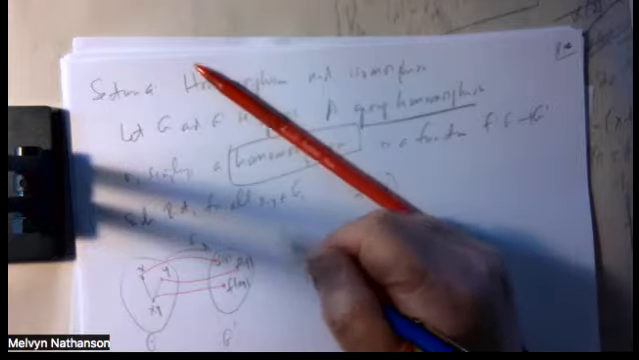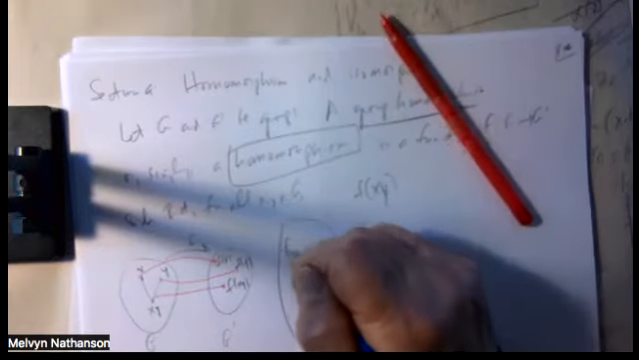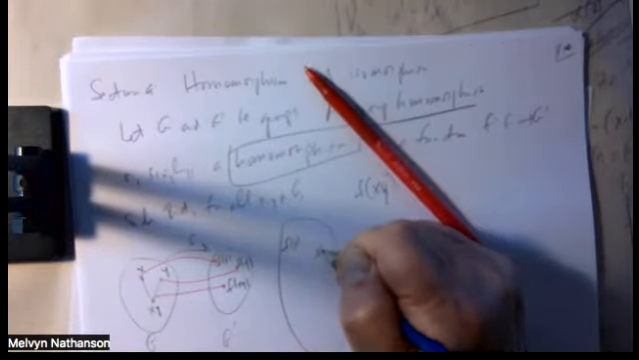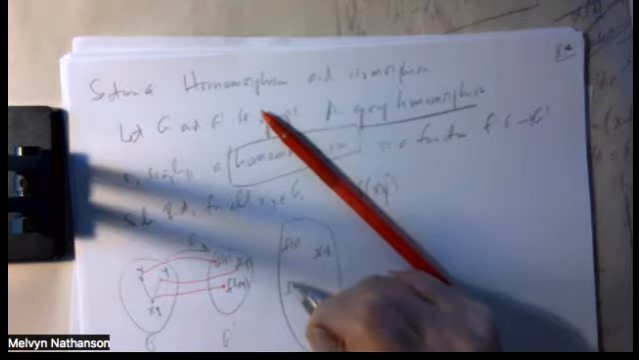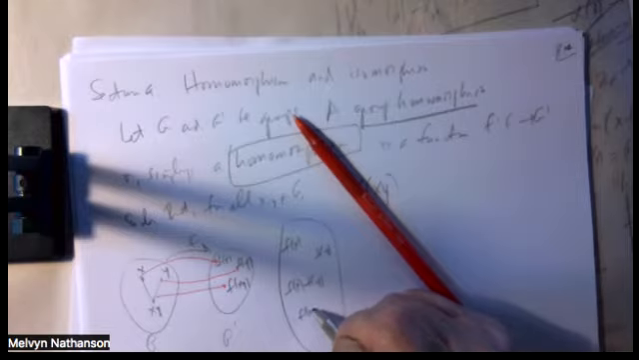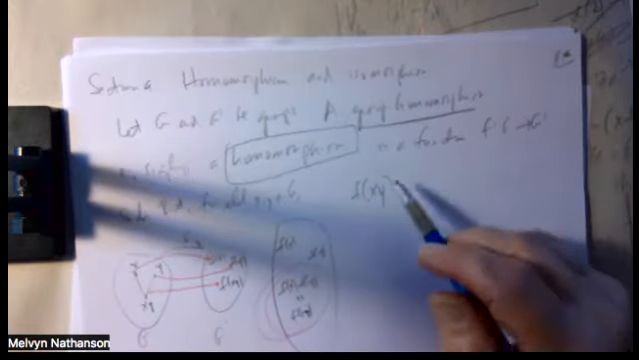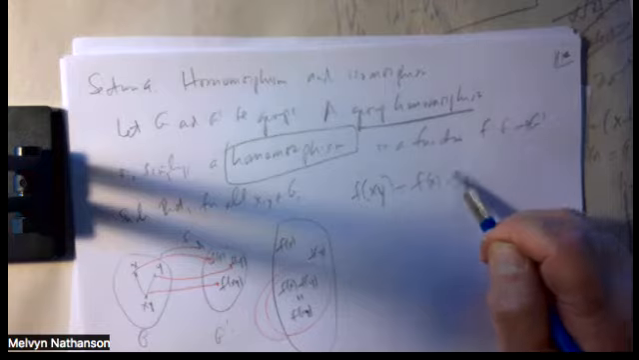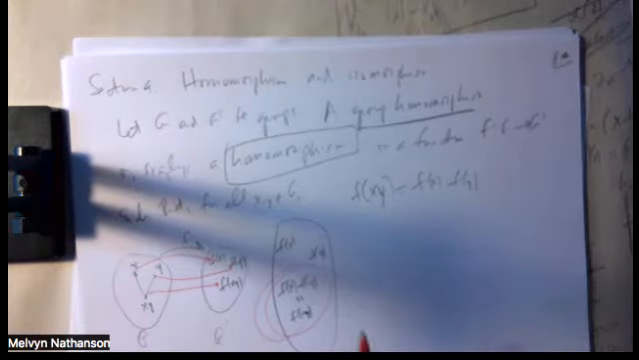Let me make this picture a little bit bigger. It's like I have f of x, f of y, and if I multiply them, I get f of x times f of y. But I also have the element f of xy, and these have to be equal. So that's the definition of a homomorphism. For all x and y in G, f of xy is f of x times f of y.